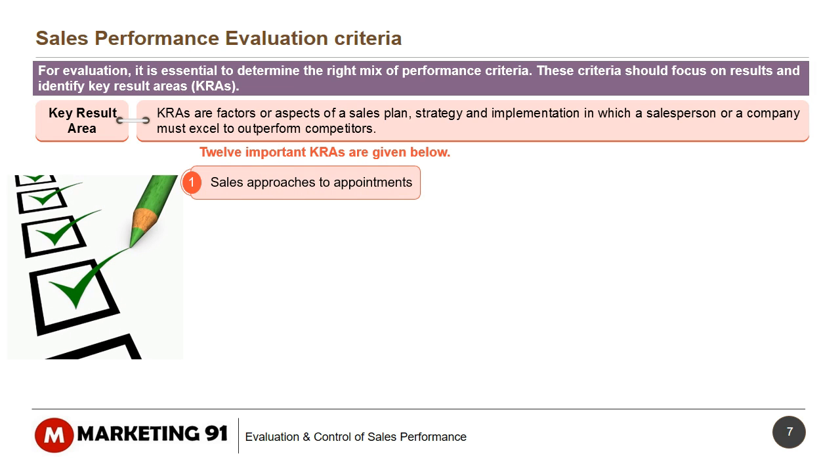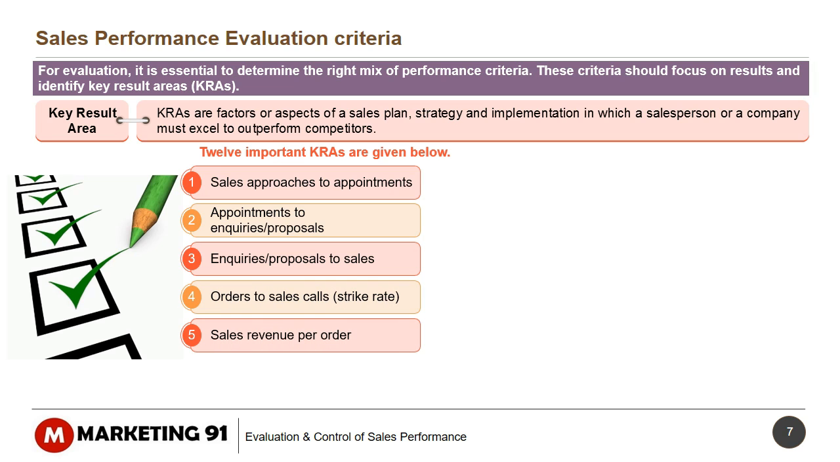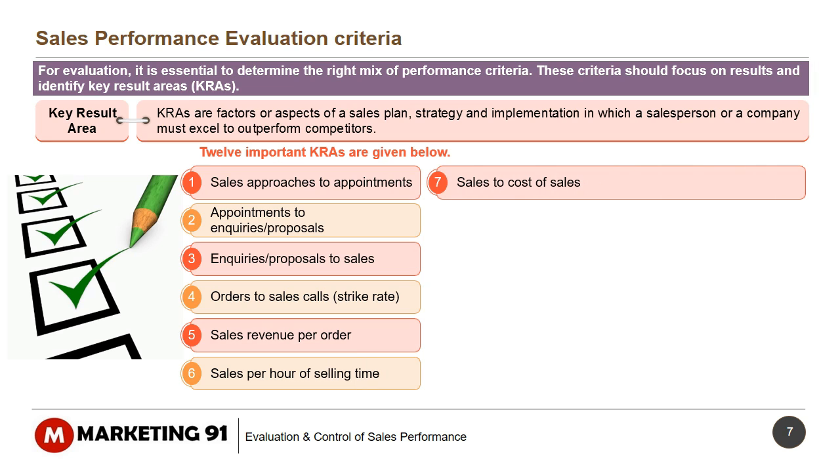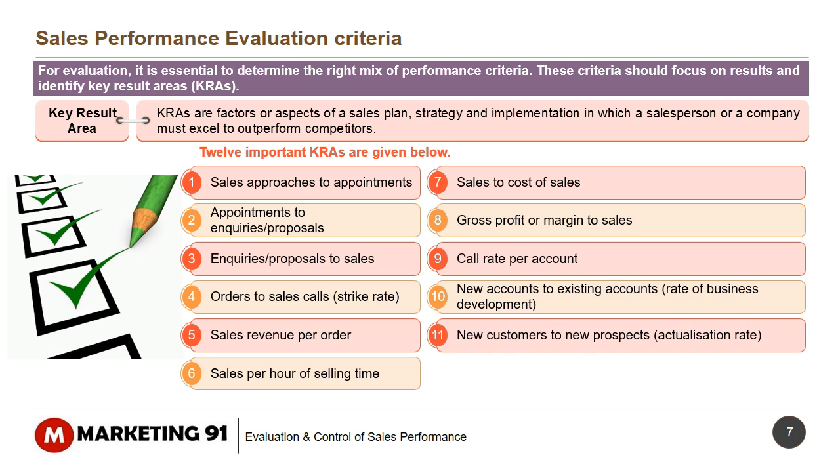Sales approaches to appointments, appointments to inquiries and proposals, inquiries and proposals to sales, orders to sales calls or strike rate, sales revenue per order, sales per hour of selling time, sales to cost of sales, gross profit or margin to sales, call rate per account, new accounts to existing accounts, rate of business development, new customers to new prospects, actualization rate, and sales to market potential.